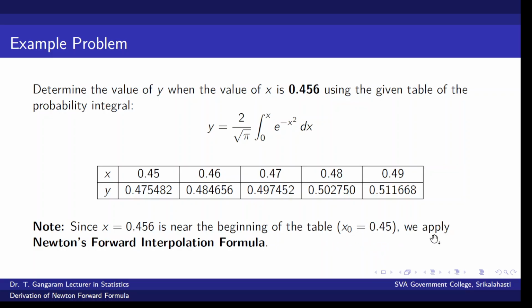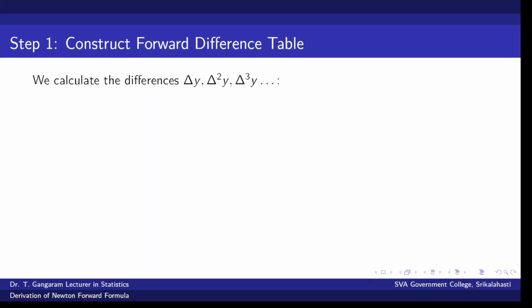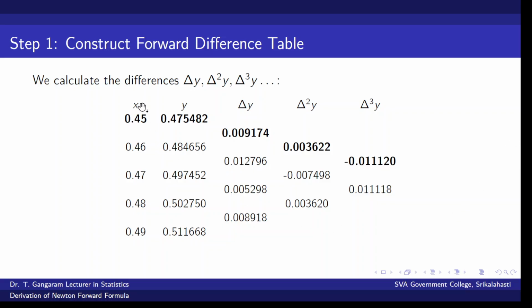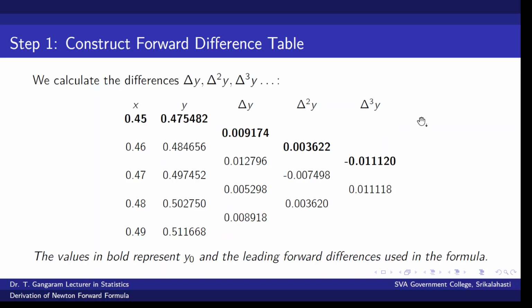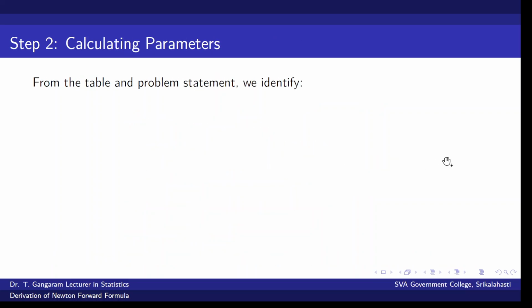X0 is equal to 0.45. We can apply Newton's forward interpolation formula. First, we calculate the differences delta y, delta square y, and delta cube y. This is the difference table. These are the independent variable values, y values, and delta y, delta square y, delta cube y. The values in bold represent y naught. This is y naught, this is delta y naught, this is delta square y naught, and this is delta cube y naught, since we are using only these terms in Newton's forward interpolation formula.